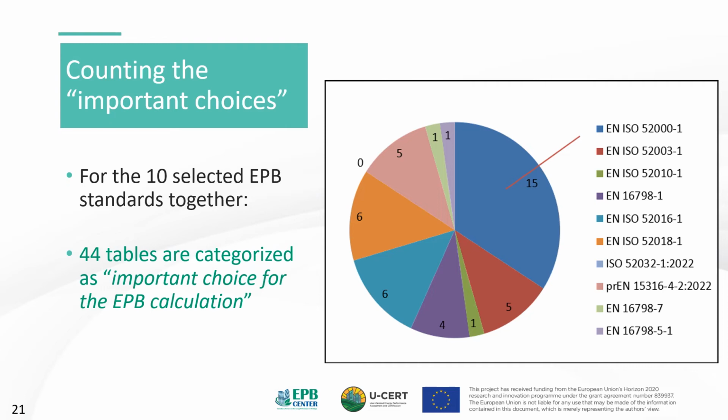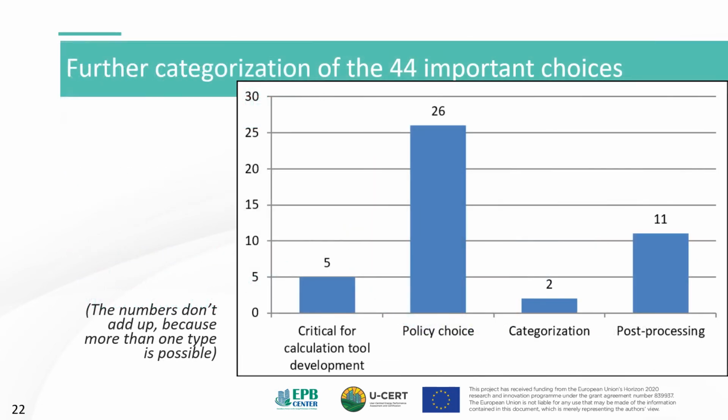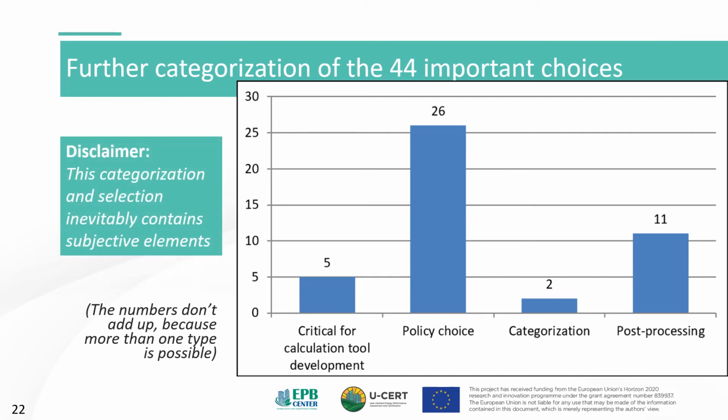So for the 10 selected EPB standards together, we count 44 tables as important choice for the EPB calculation, and they are divided over these 10 selected standards, as you can see here in this pie diagram. And then it would also be interesting to look at whether these concern policy choice or post-processing, etc. So here you see that 5 of these 44 tables concern a critical choice for the calculation tool development, 26 are policy choice, 2 are about categorization for buildings, spaces or services, and 11 are on post-processing, so EP indicators and rating. And again, we need a disclaimer because this categorization and selection inevitably contains subjective elements.